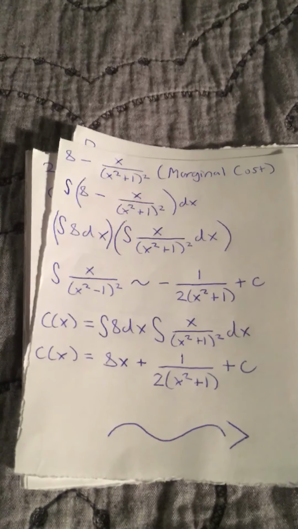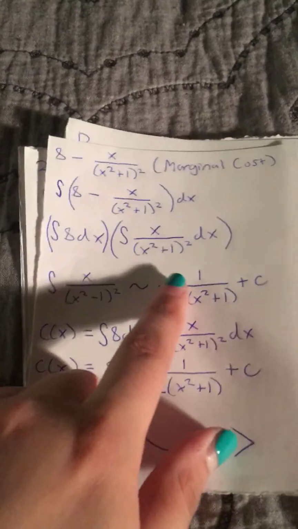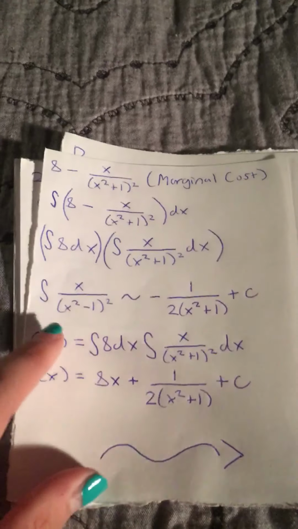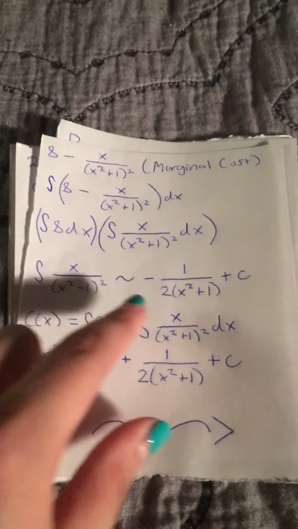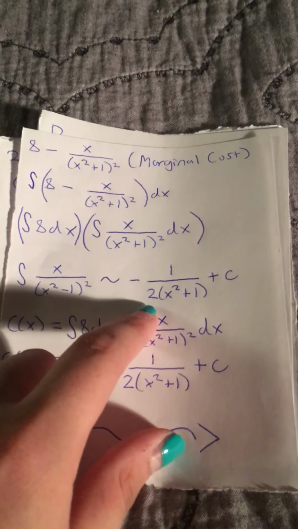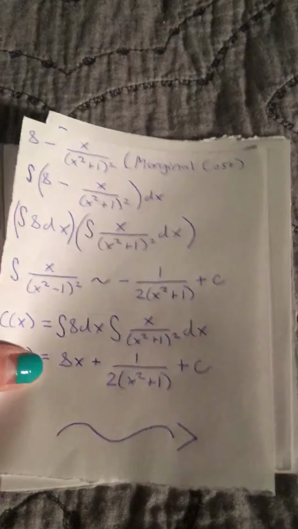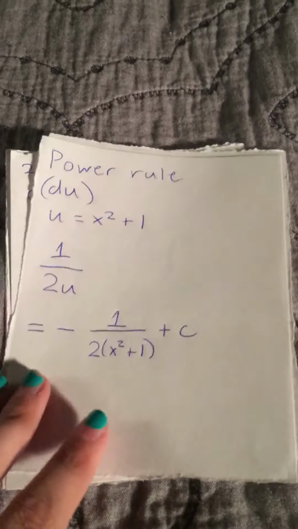Okay, so right now we're only going to focus on this part of the equation, which is the x over (x squared plus 1) squared. And I eventually was able to get this answer right over here. But before that, we're going to take a little detour on just how I got that answer.